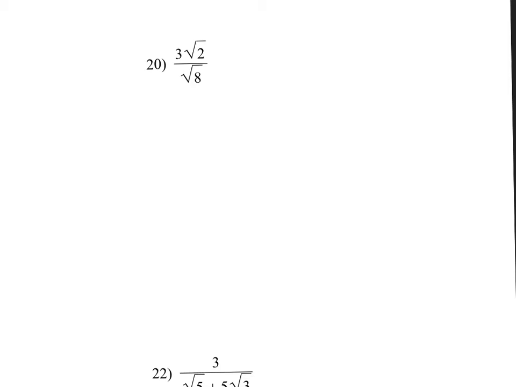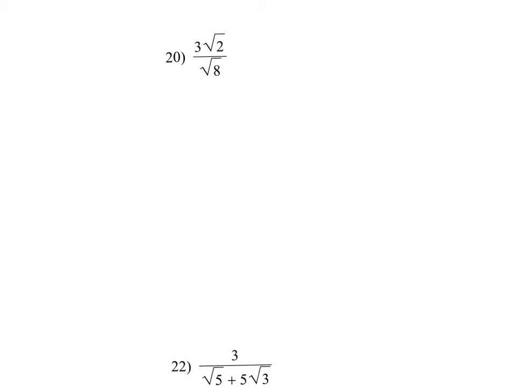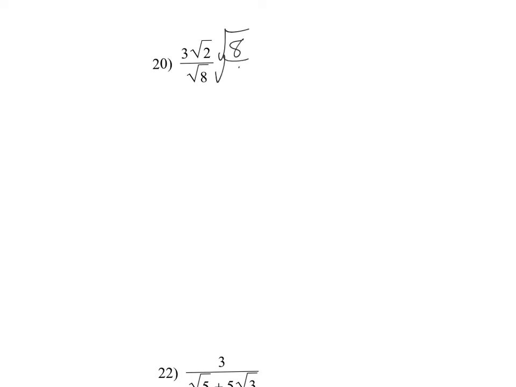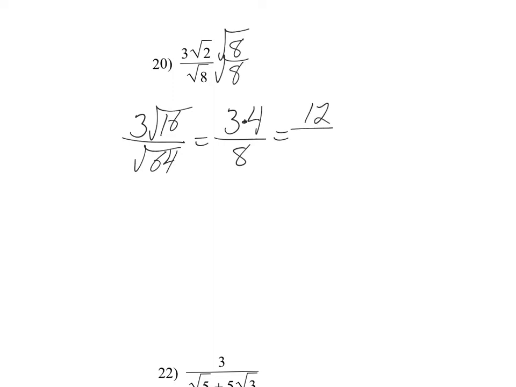Okay guys, so let's finish up this review. Looking at this one, I'm going to multiply the top and the bottom by radical 8. So radical 8, radical 8. That means I'm going to have 3 radical 2 times 8 is 16 over radical 64. So I'm going to have 3 times square root of 16, which is 4, over square root of 64, which is 8. So I have 3 times 4 is 12 over 8.